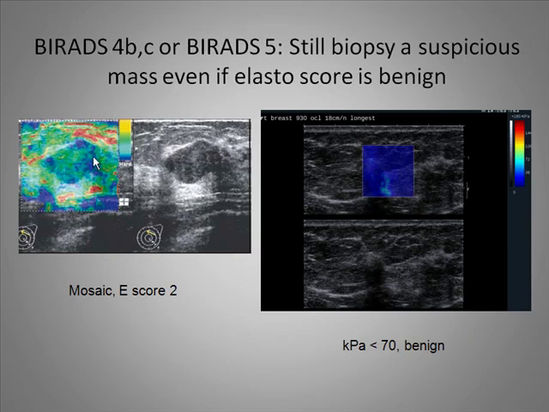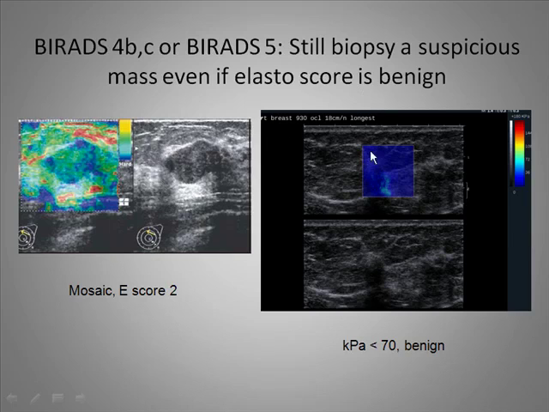Conversely, if a mass has suspicious B-mode features, it needs to go to biopsy regardless of the elastogram. In the case on the left with strain imaging, the mass is irregularly lobulated. There is a completely indistinct margin along one side. This is at least BI-RADS 4B, probably BI-RADS 4C. Even though the elastogram is a benign score of 2 and many investigators would send this to follow-up, the B-mode appearance by itself requires that this be biopsied.